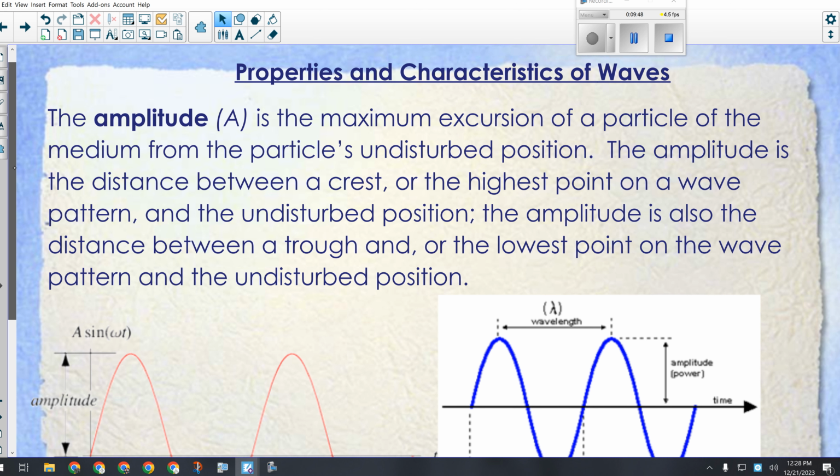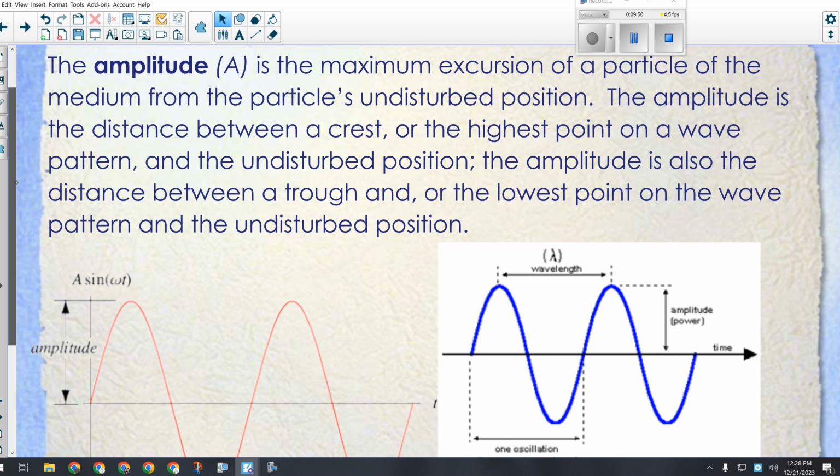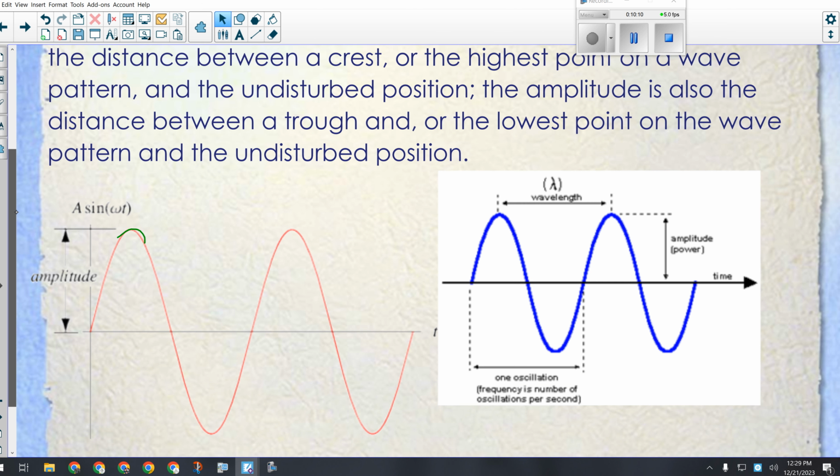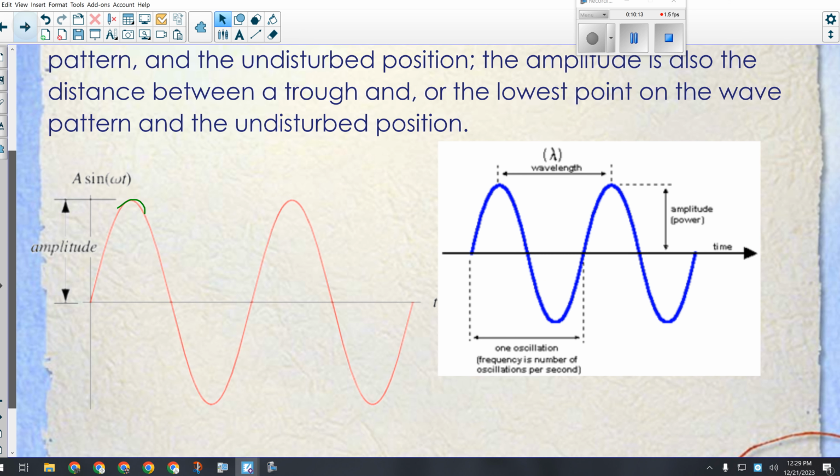Okay, so amplitude, like we said, is the maximum excursion of a particle of the medium from the particle's undisturbed position, in either direction. If it's up, it's called a... what's the up part of the wave called? Crest. What's the down part? Trough. Okay, we talked about that stuff yesterday, so we can skip over that.